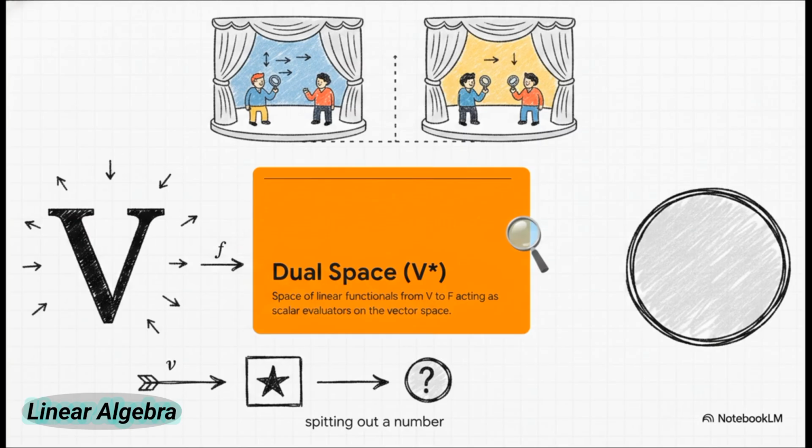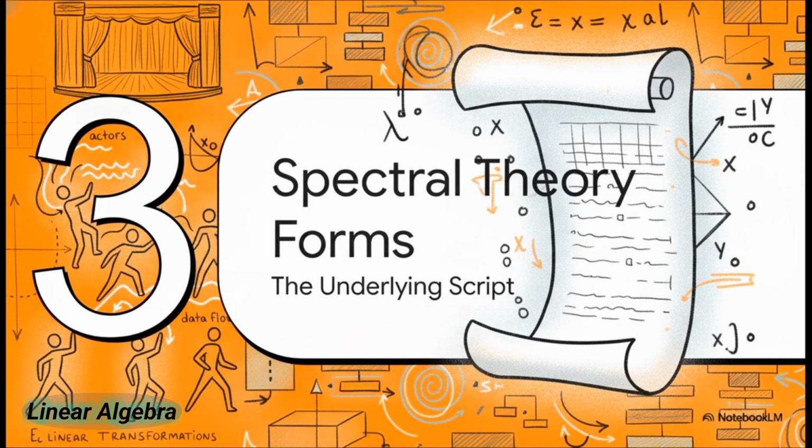And what is truly elegant about this is Theorem 3.1. It proves that for any finite-dimensional vector space, there's a unique dual basis. That means the dimension of the vector space perfectly matches the dimension of its dual space. The stage and the observers of the stage are literally perfectly symmetric in size. Next up, Part 3, spectral theory and canonical forms.